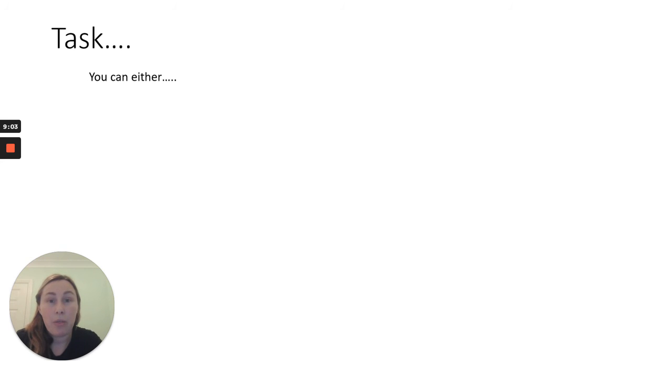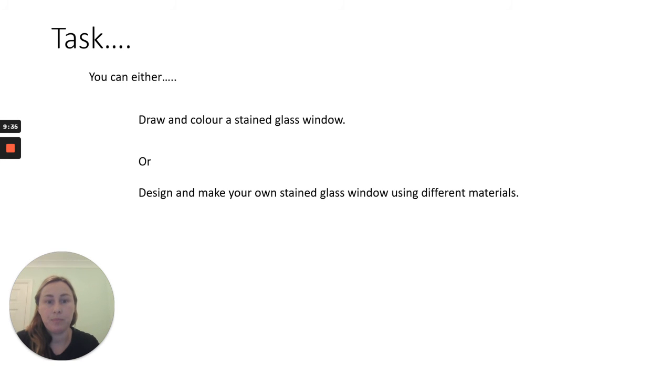So there are three options for this task, depending on where you are. Some boys and girls might be at home with mums and dads, some boys and girls might be in school. So there's three options to do this task. And you can either draw and colour a stained glass window. So think about the colours that we'd looked at, the stories in the stained glass window, or the shapes or the religious symbols. Choose one, choose a story or a religious symbol. Think of the colours you'll need and draw and colour in your stained glass window.